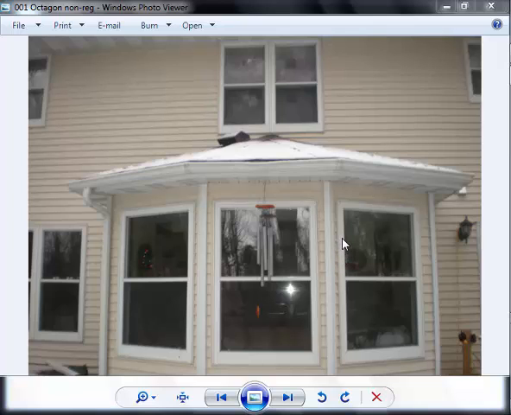This is the lesson on triangles. The first kind of figure, though, that we want to talk about is an octagon, and this is the bay window on the back side of our house.